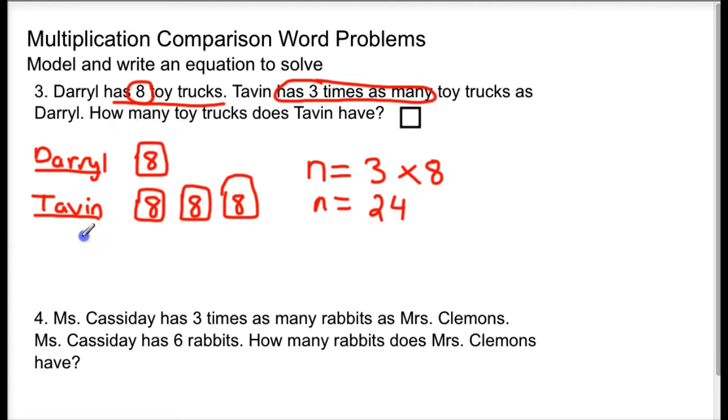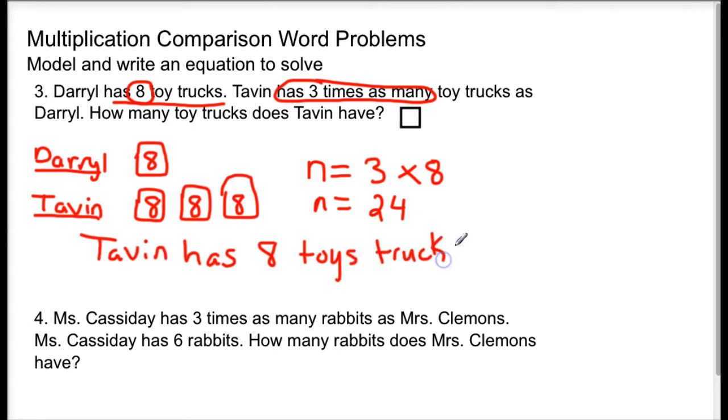And now we can answer that question. Taven has 24 toy trucks, not 8. Let me fix that. Not 8, 24 toy trucks. Okay, he has 3 times as many. Each part represents 8, but he has a total of 24 toy trucks.